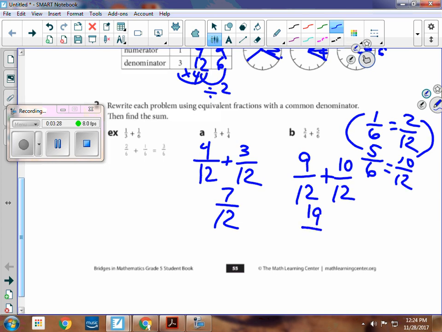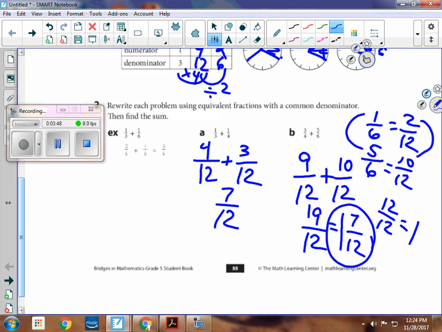That's 19 12ths, which is more than 1 whole. So remember, 12 12ths equals 1 whole. So if we take those 12 out of 19, we can make a whole. And 19 minus the 12 that we took out leaves 7 of those 12ths. So the sum of those 3/4 and 5/6 is 1 and 7 12ths. The sum of 1/3 and 1/4 is 7 12ths.